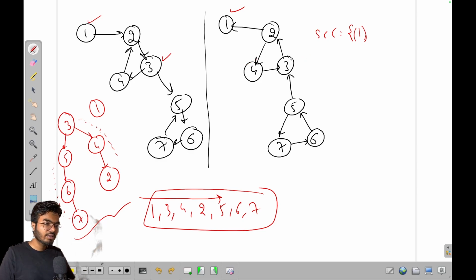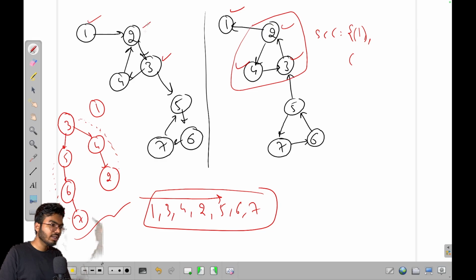Now from 3 I can go to 2, and I will not go to 1 because it was already visited. So 4 is now visited. Now all these nodes are visited, if you see. This tells me that these three are visited and they are a separate strongly connected component. So let's say 3, 4 and 2.